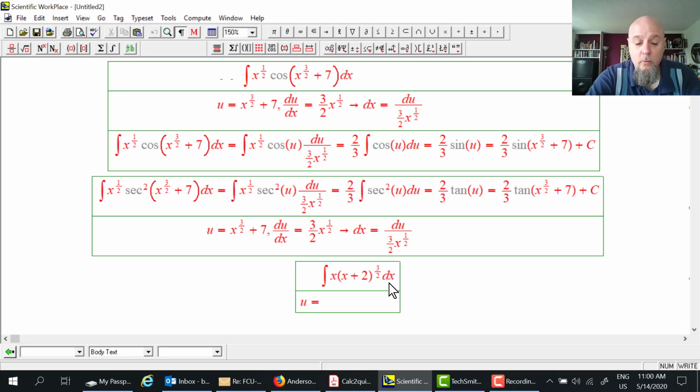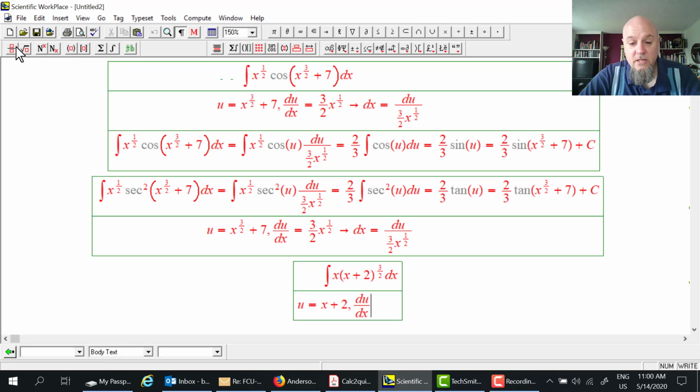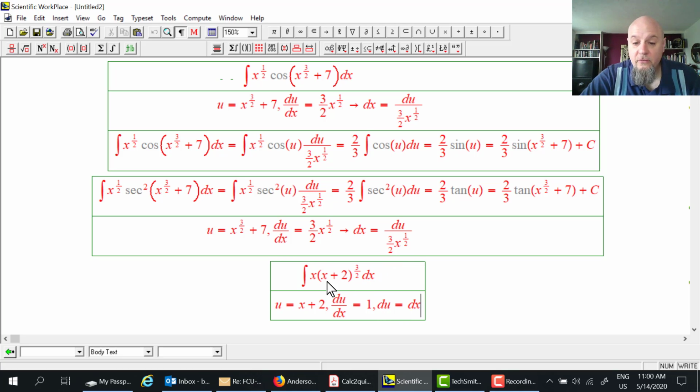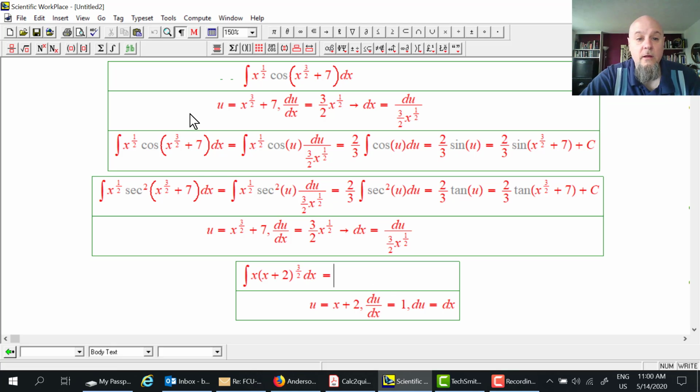I'm going to let u equal the inside function. I'm going to differentiate, du dx. So du dx is equal to 1. Now that means that du is equal to dx. So I'm using those to switch everything over. So it's going to be integrate x u to the 3/2, and instead of dx, dx is equal to du, so now I'm trying to switch everything over to u's.